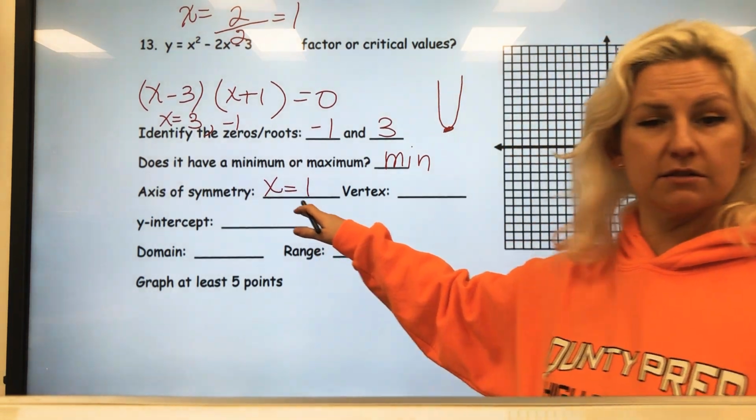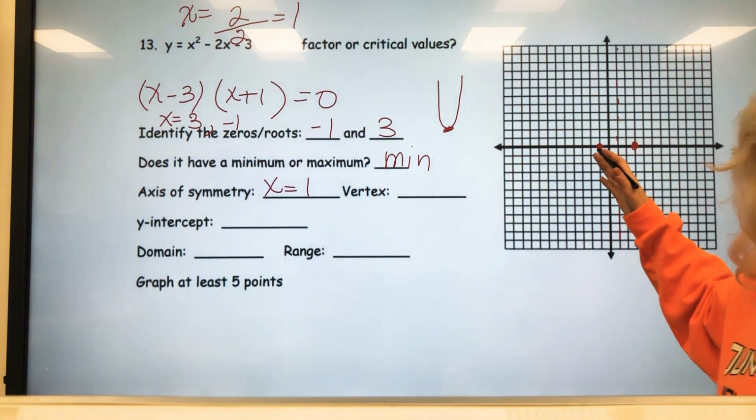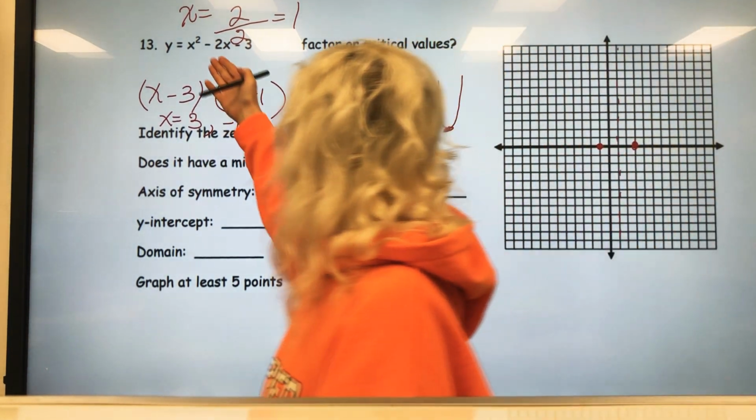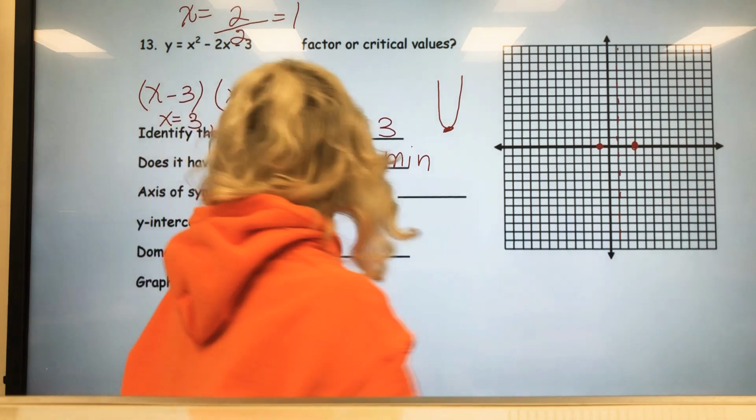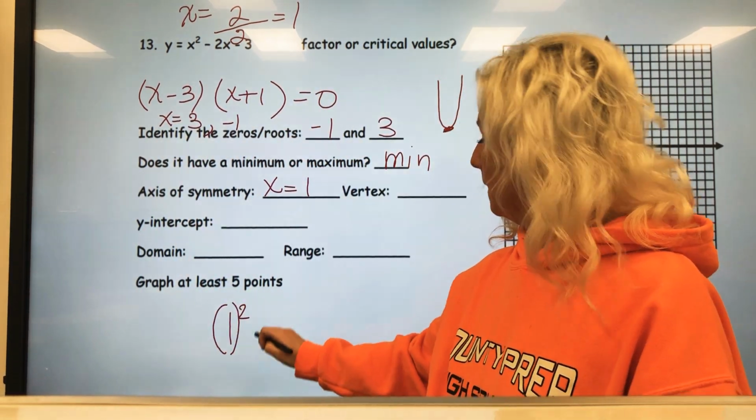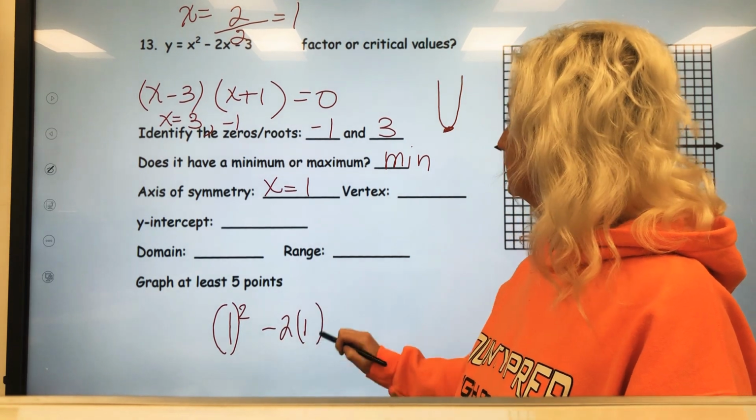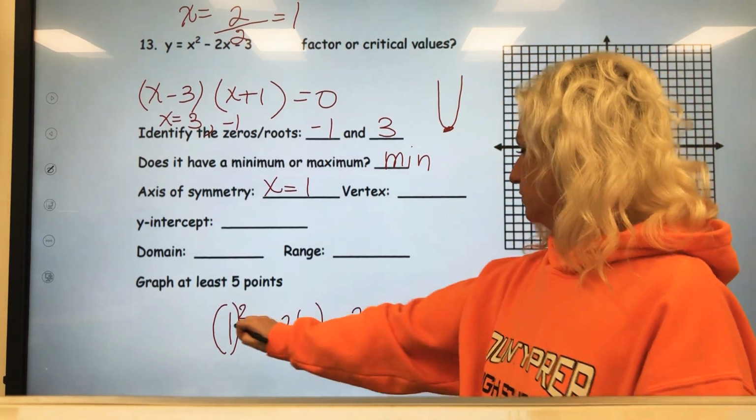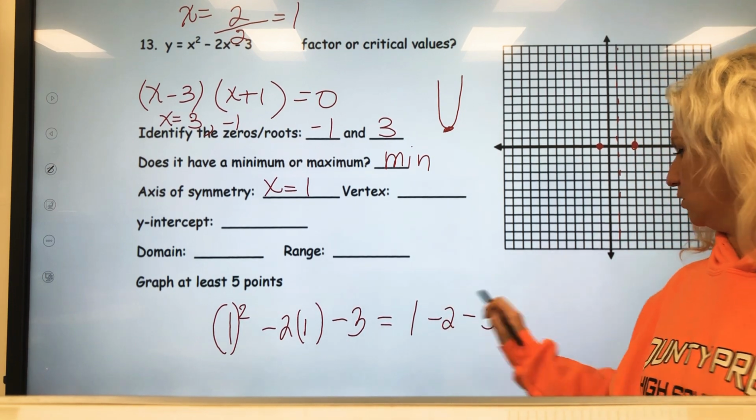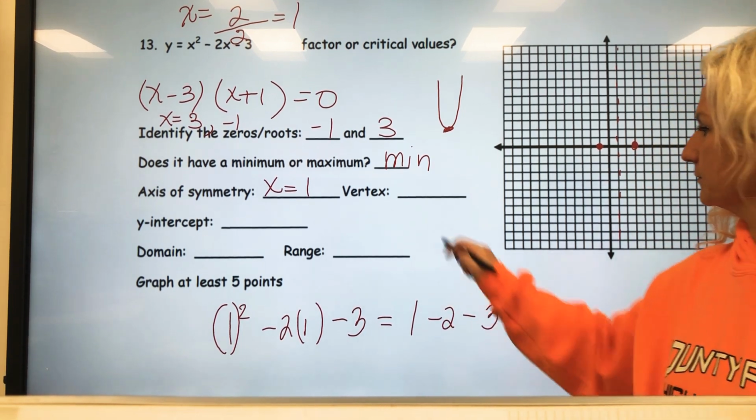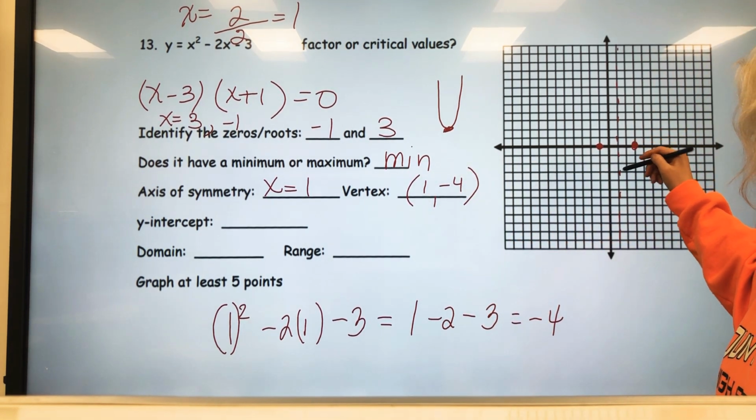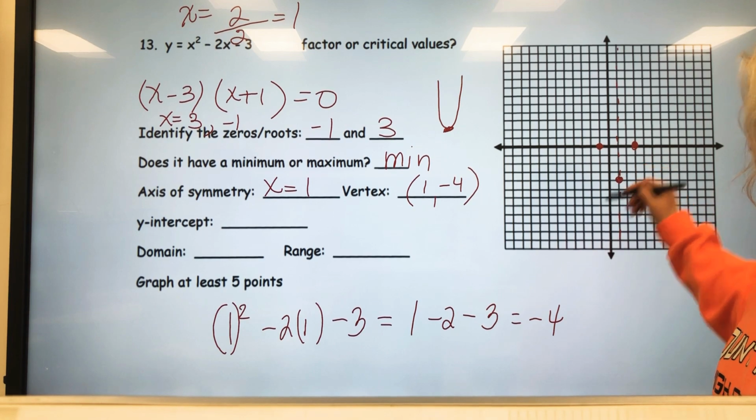Okay, and what is my vertex? Well, I know if my axis of symmetry is 1, my vertex is going to be on that axis of symmetry, so it's going to be 1, something. So I'm going to plug a 1 into my function: 1 squared minus 2 times 1 minus 3. What does that give you? 1 minus 2 minus 3, so that's 1 minus 5, that's negative 4. So positive 1, and negative 4 is down here.